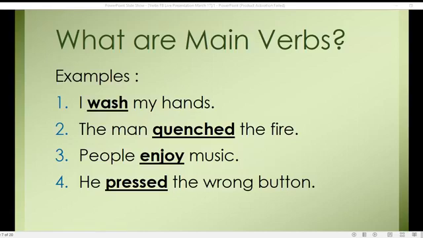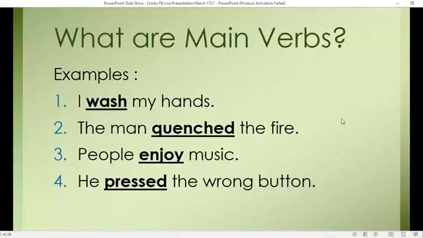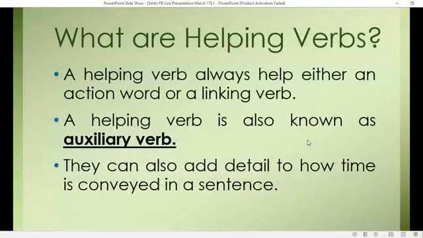The main verbs are also used in the present or past form of the verb. You have already discussed it with Ma'am Donnabelle, the types of verbs, the regular and irregular verbs. So those are the main verbs.